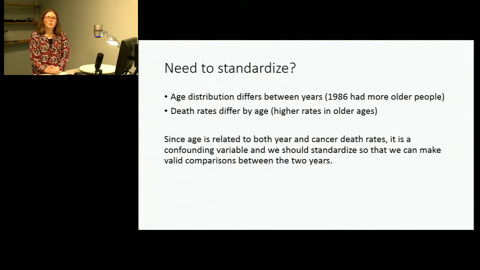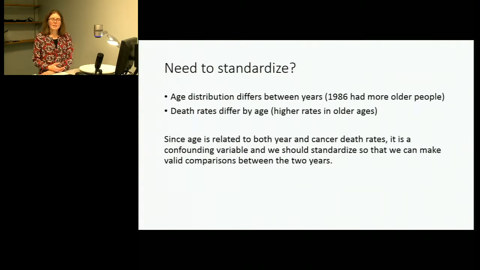So when we want to compare cancer death rates between 1940 and 1986 to get a sense of whether people were at higher risk of getting cancer in 1986 than they were in 1940, why would we need to standardize? The answer is we should be standardizing, and the reason is that the age distribution differs between the 2 years, and death rates differ by age. We know 1986 had more older people. The higher rates of cancer death are in older age groups.